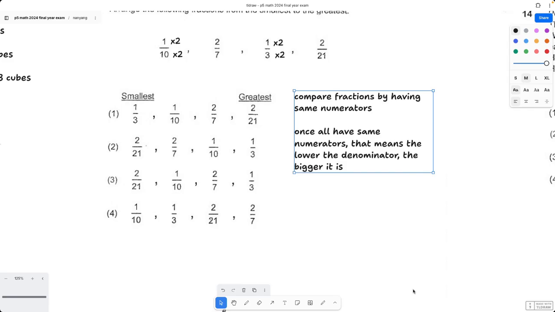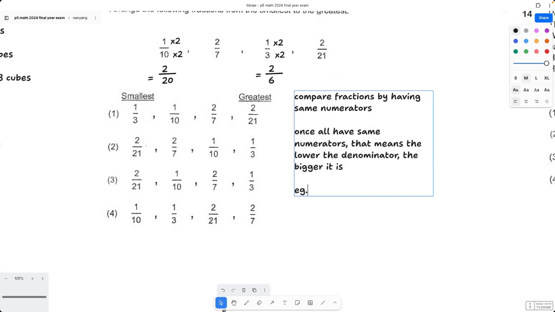Okay, so for 1 over 10, what would this become equal to? So this will become 2 out of 20, right? In this case over here. So we have 2 out of 7 remain as is. Okay, so what about 1 over 3? So for 1 over 3, the answer is 2 over 6, since 3 times 2 is 6. Okay, and then we have 2 over 21.